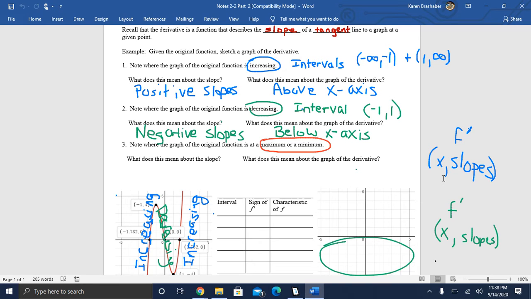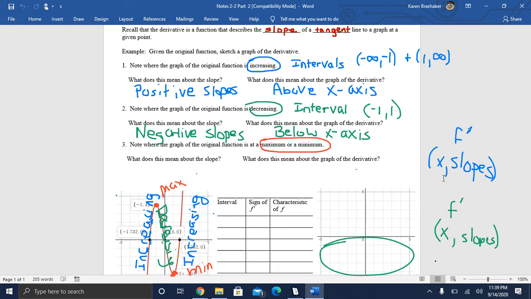And finally, we're going to look at where the graph of the original function is at a maximum or a minimum. So we have a maximum right here. We have a minimum down at the bottom of your screen.